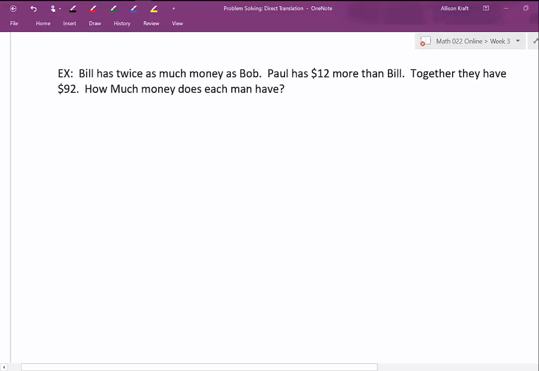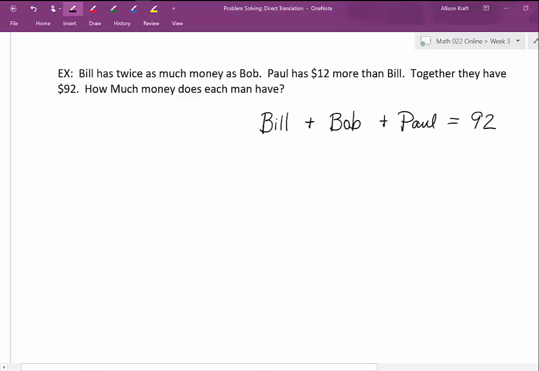Bill has twice as much money as Bob. Paul has $12 more than Bill. Together they have $92. How much money does each man have? Again, I like to start with a general equation. Together they have $92. So the amount of money that each man has added together gives us $92. So we can say Bill plus Bob plus Paul equals $92.